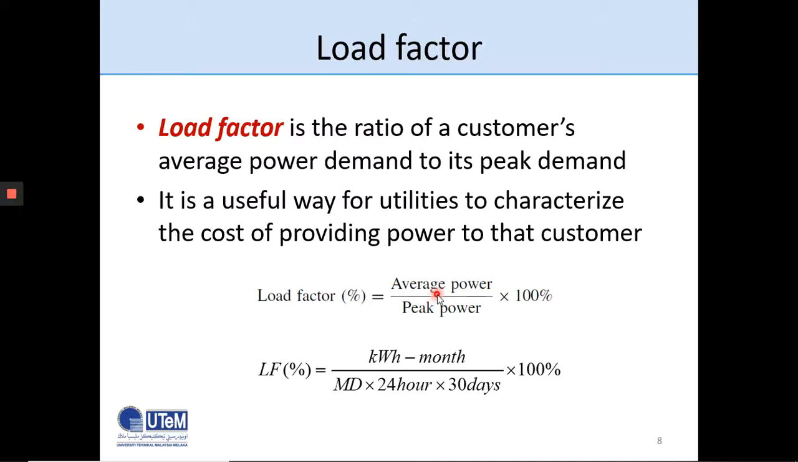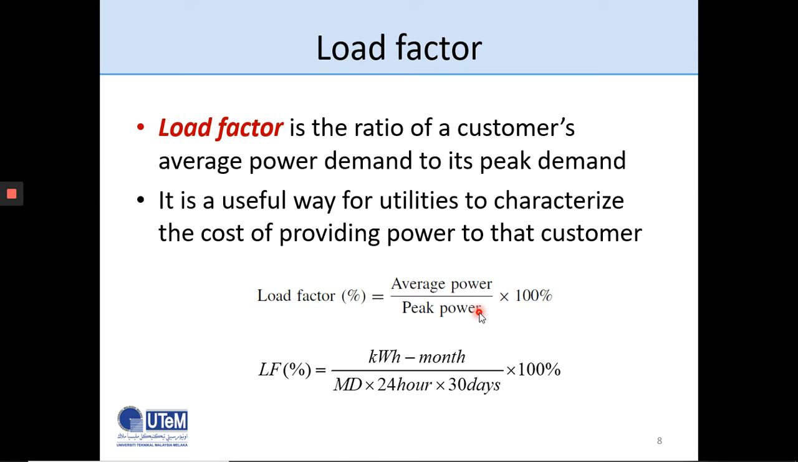Okay, so now I'm going to talk about load factor. Load factor is the ratio of a customer's average power demand to its peak demand. So it's a good way for us to characterize the cost of providing power to a customer. It is misleading if we only use average power, because the time that a user uses the power is also an important factor, and the magnitude at any given time is also important. So we need to consider that.